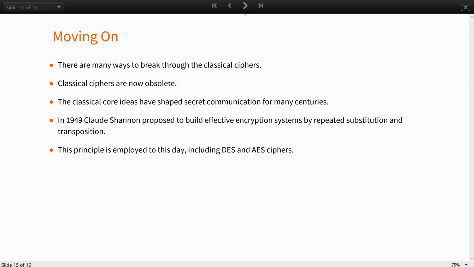The ciphers described in this lesson have been obsoleted by strong algorithms optimized for modern technology, but the core ideas behind them have shaped secret communication for many centuries. In 1949's Communication Theory of Secrecy Systems, a foundational work of modern cryptography, Claude Shannon proposed that an effective encryption system could be built by repeated application of classical substitution and transposition operations, or confusion and diffusion in his terms. This principle is employed in ciphers to this day, including the famous US standards of encryption, DES and AES. The rest of the course will focus on the modern cryptographic techniques used in practice, approximately in the last 50 years of the field's evolution, paying tribute to the ideas taken from classic ciphers where applicable.